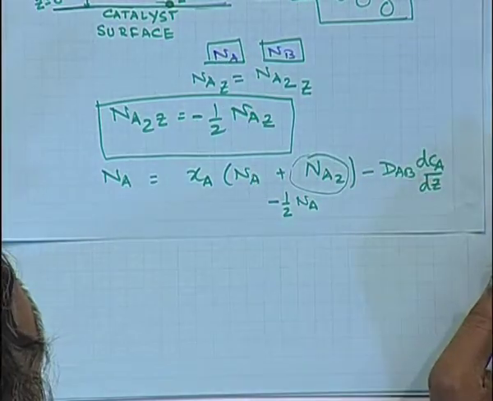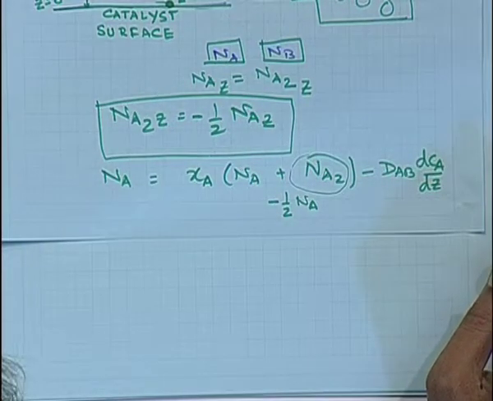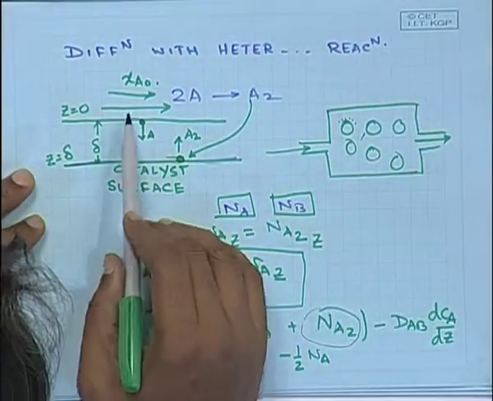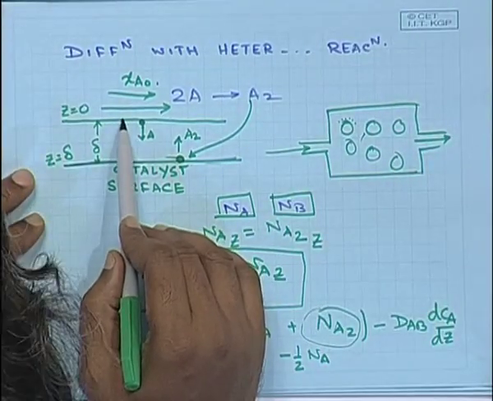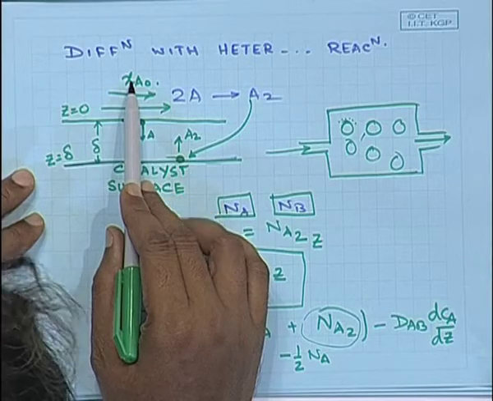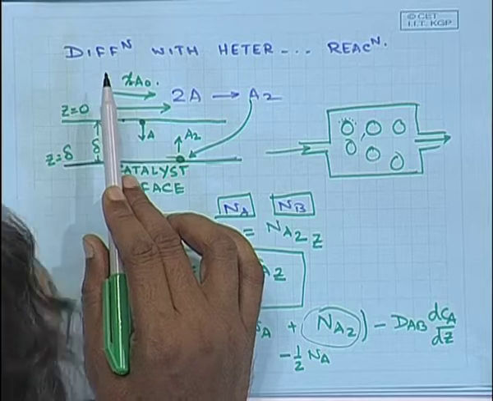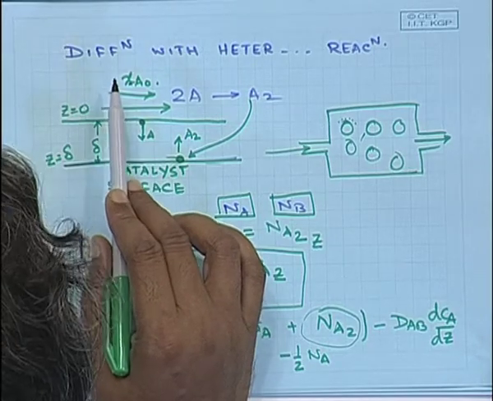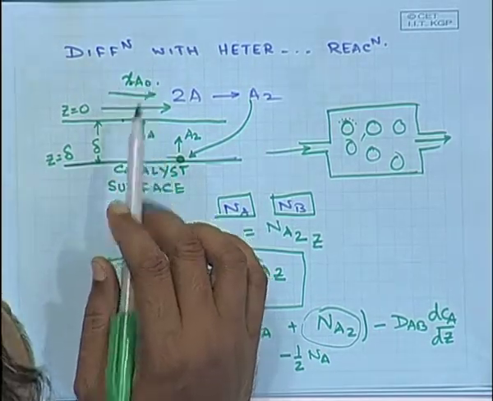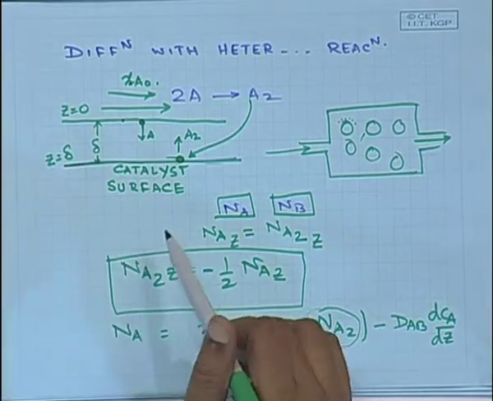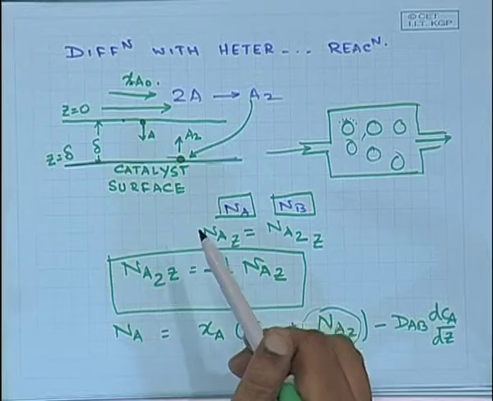I will integrate it twice. I would have to have two boundary conditions. One is at Z equal to 0, the concentration of A is constant at x A 0, that is specified by the problem. What is the missing second condition? Think about what is the missing second condition in this case.